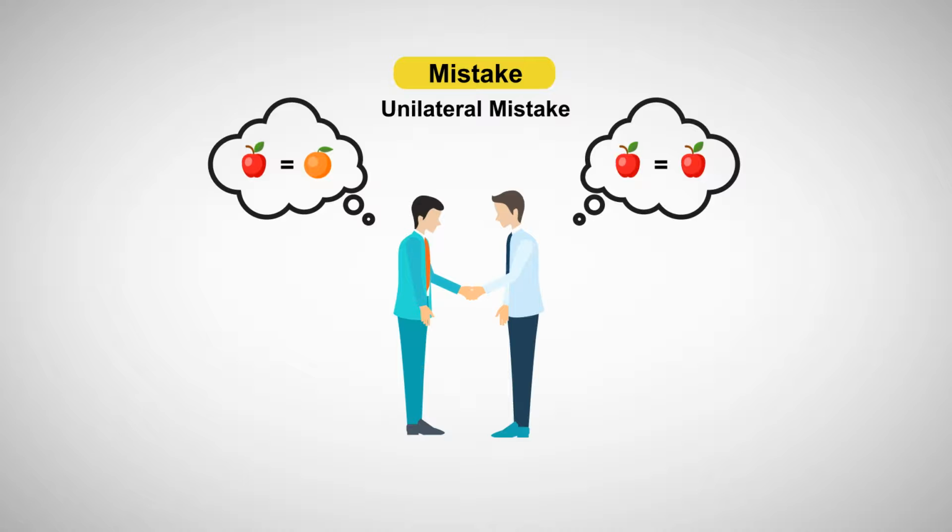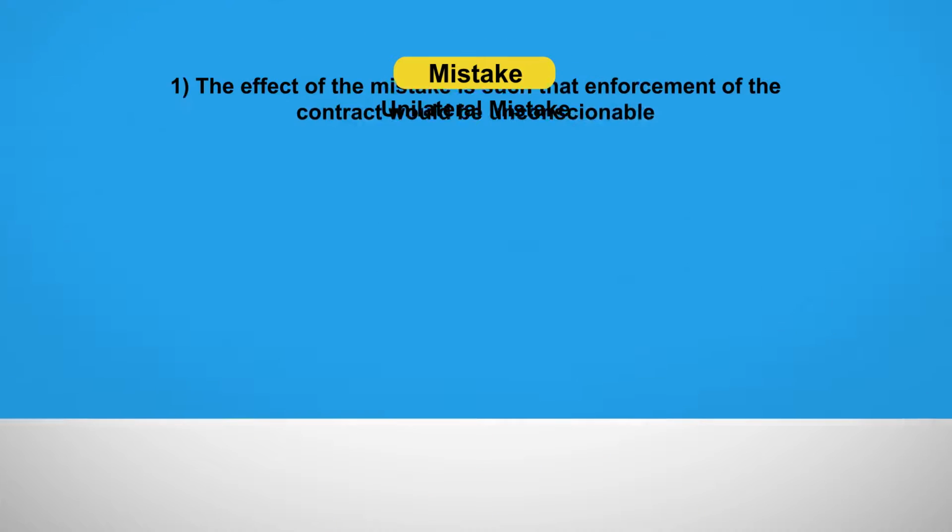Unilateral mistake occurs only when one party makes the mistake. The required elements for unilateral mistake are the same as mutual mistake, plus one of the following must exist. 1.